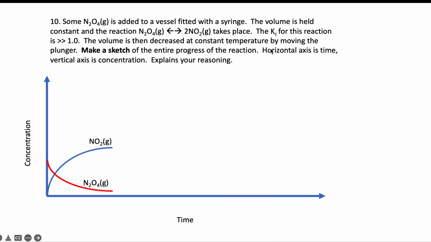And then the third feature is the Kc value is said to be much greater than 1. So I wanted to make it so that these equilibrium amounts, the composition, are much greater for the products than they were for the reactants. So this would be my first setup as I've reached equilibrium before I make the change. Now, the change that I'm going to make: the volume's decreased.